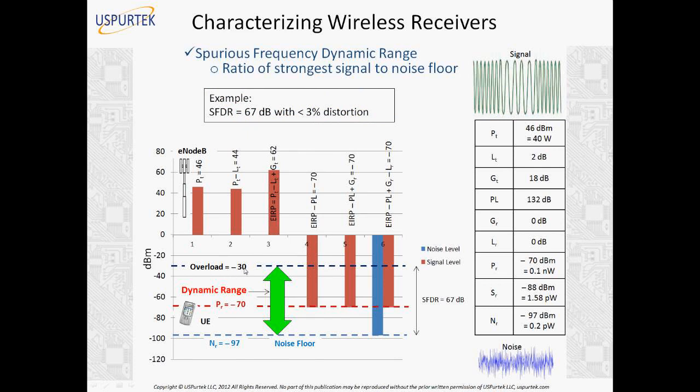Now here in this illustration, we are showing overload of minus 30 dB. So the difference between this overload level and the noise floor is the SFDR, the spurious frequency dynamic range. Now, why do we call it spurious frequency?